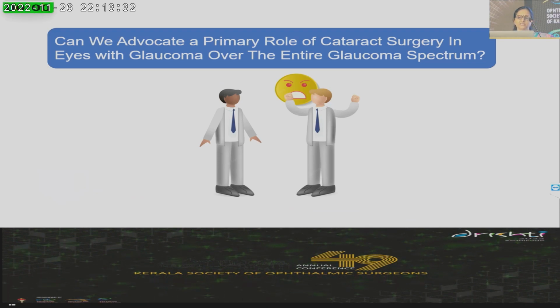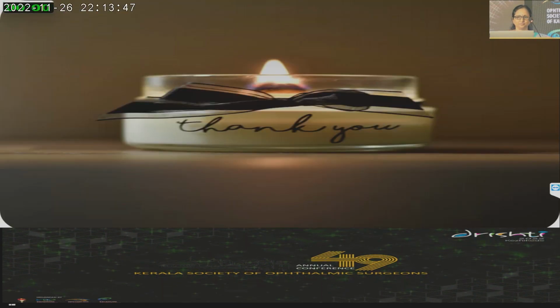But the question remains, can we advocate a primary role of cataract surgery in eyes with glaucoma over the entire glaucoma spectrum? So is clear lens extraction a solution for angle closure glaucoma? The debate continues. Thank you.